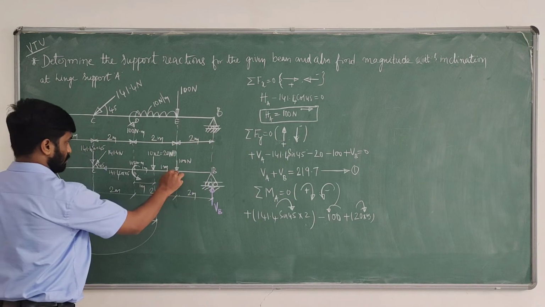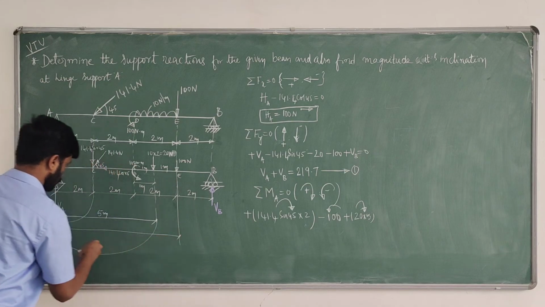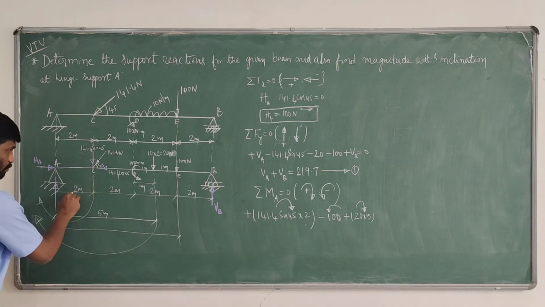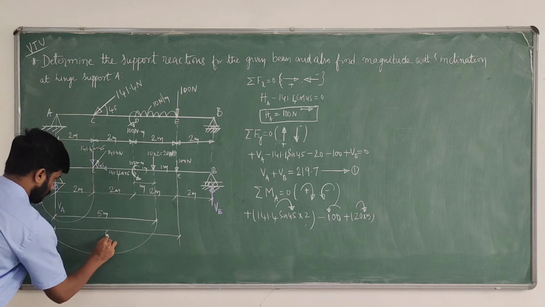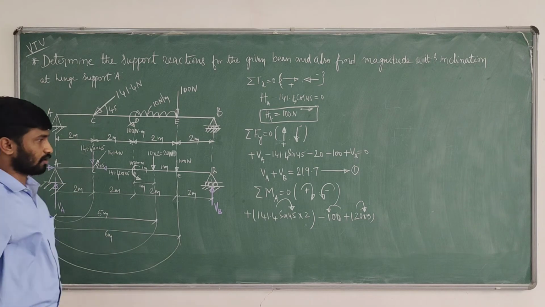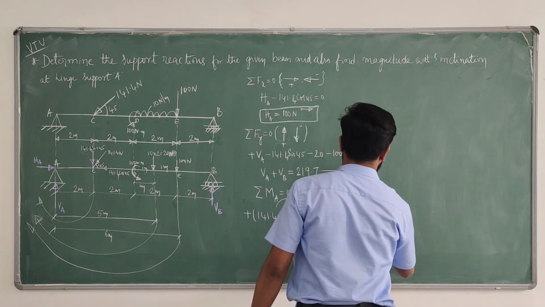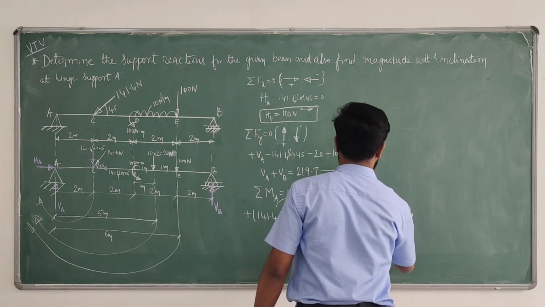Next, this 100 moves in this line because of this perpendicular distance. How much? 2 plus 2 plus 2, 6 meters. It takes a turn about A in the clockwise direction. Plus 100 into 6, clockwise.